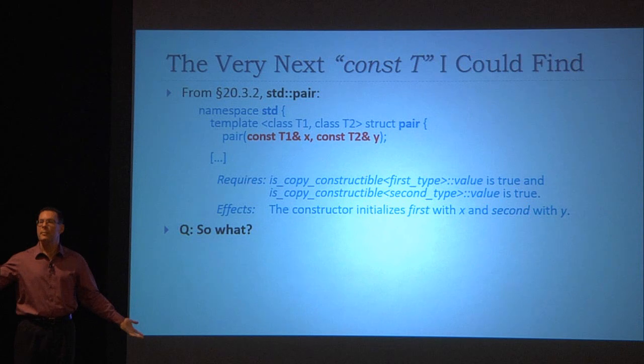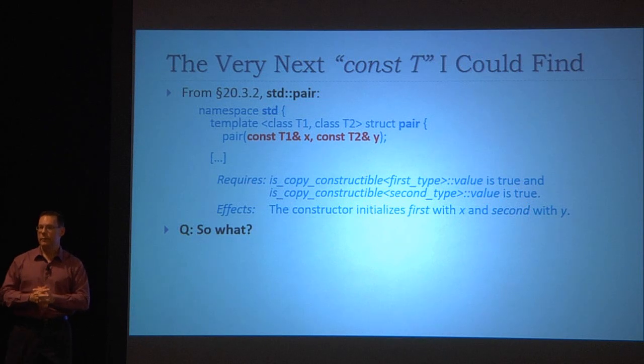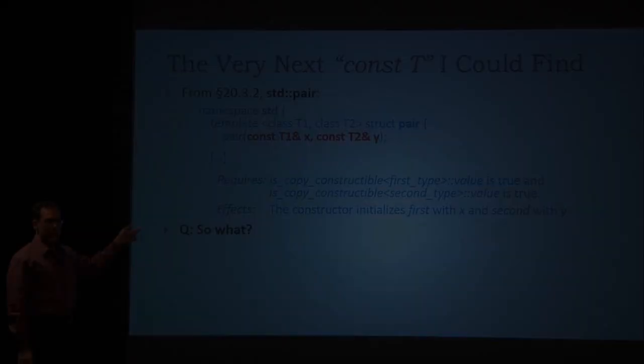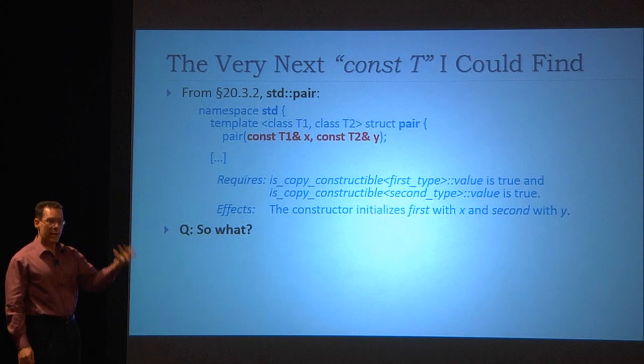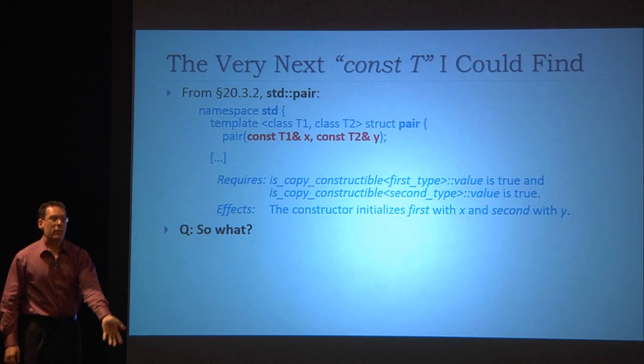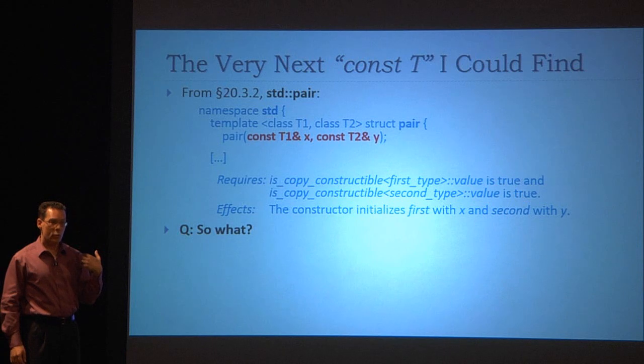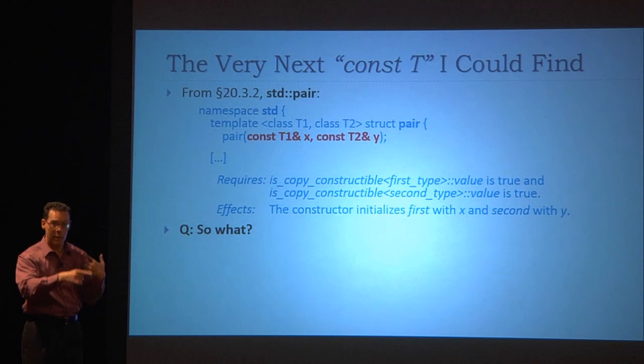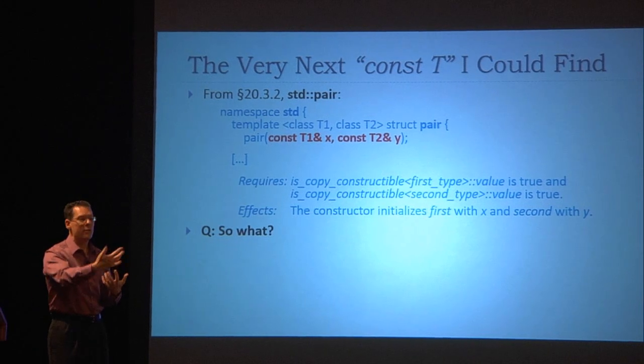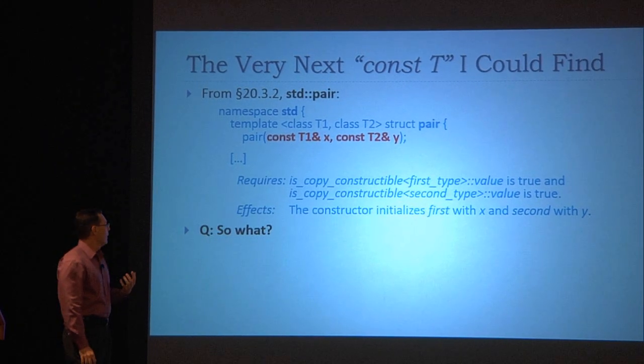So what? What does this imply? So if any T1 or T2 that you instantiate pair with, the copy constructor is not going to modify the bits of the source object, right? Or, what's the other way to be thread safe? Or it's internally synchronized somehow. Maybe it's got a mutex or something like that.